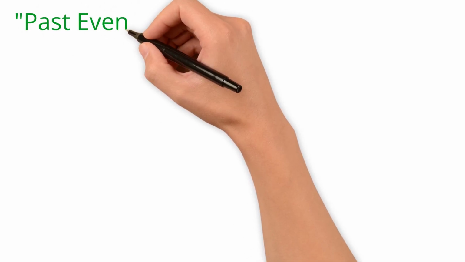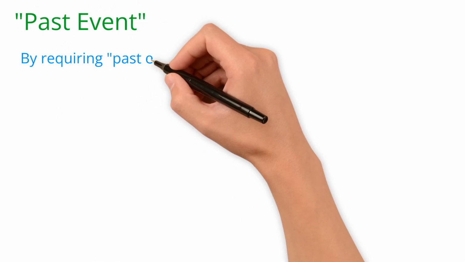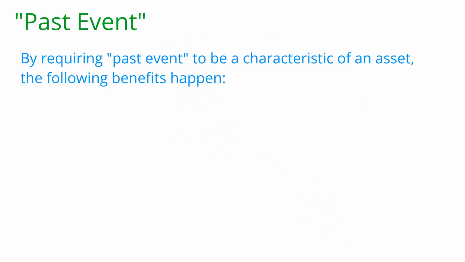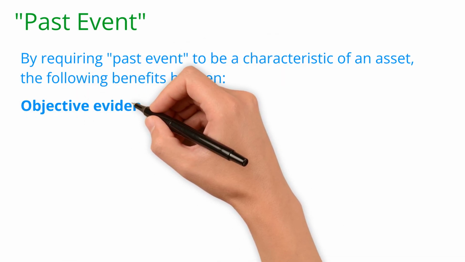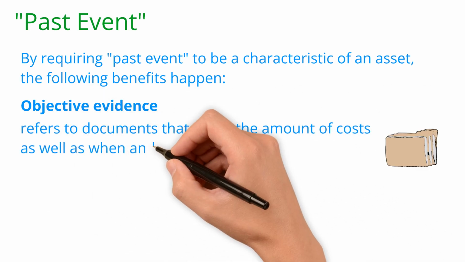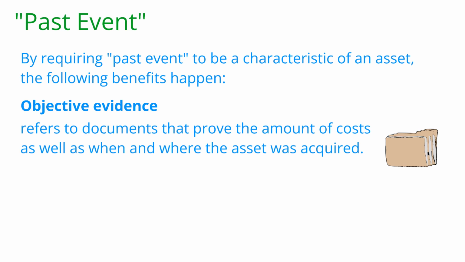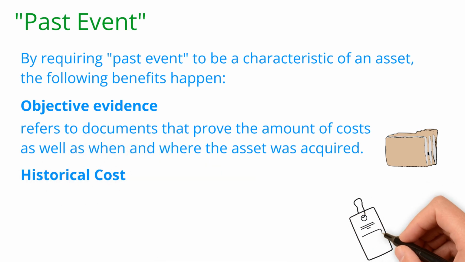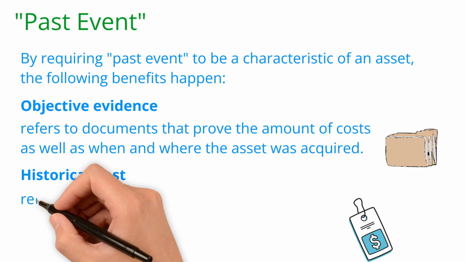Past event. By requiring past event to be a characteristic of an asset, the following benefits happen. 1. Objective evidence. This refers to documents that prove the amount of costs as well as when and where the asset was acquired. 2. Historical costs. This refers to the asset value used in the past event.